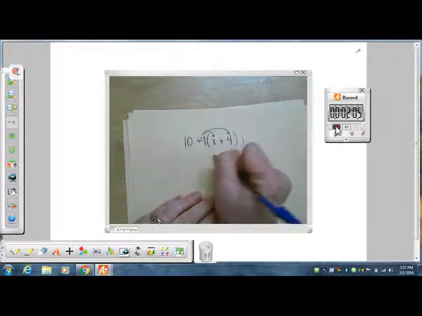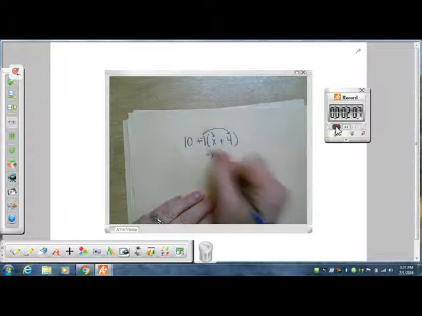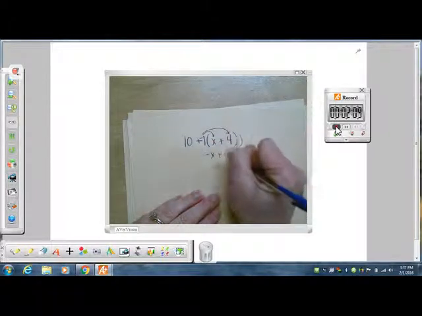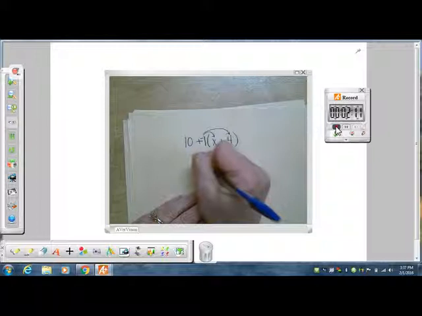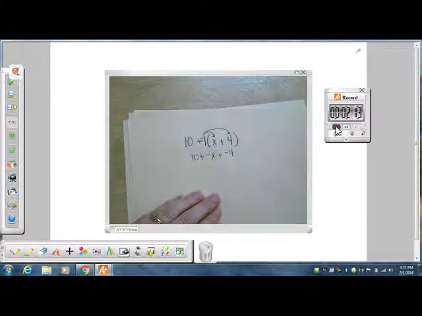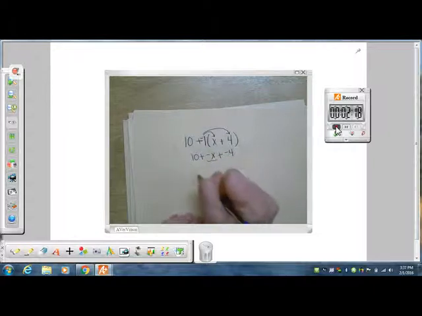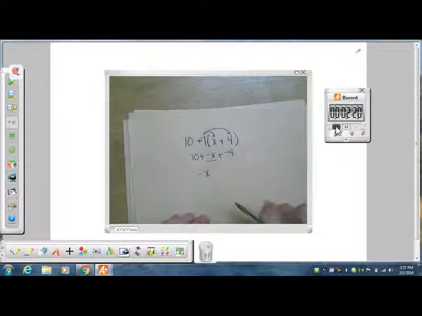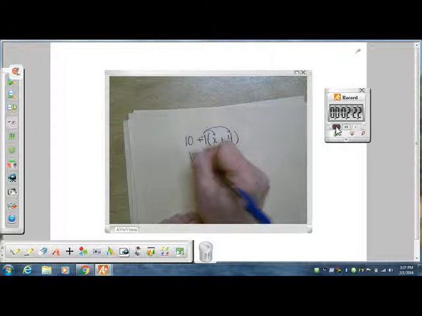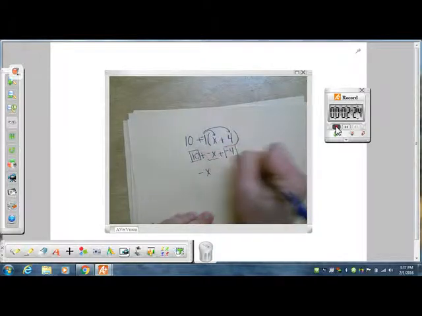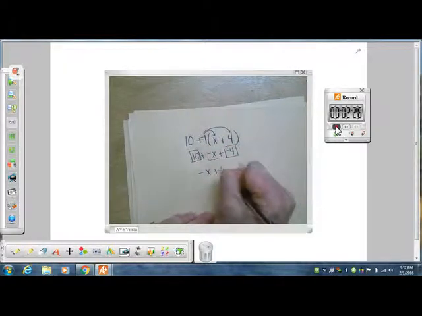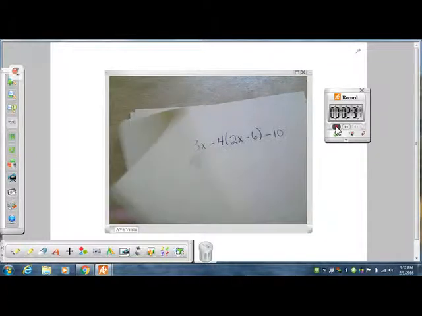So negative 1 times x is going to be negative 1x, or just negative x. Negative 1 times 4 is going to be negative 4. So I still have my 10 up here. 10 plus negative x plus negative 4. This x doesn't have anything to go with, so I'm just going to put it out front, negative x. And then positive 10 plus negative 4 is going to be plus 6. And that would be my answer.